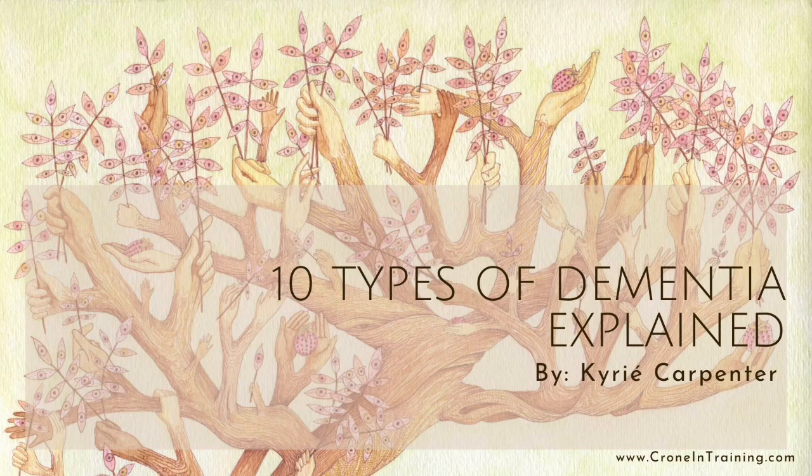10 types of dementia explained. Dementia, Alzheimer's, senility, forgetfulness, all of these words point to an experience. But do they point to the same one? Are they different? Are they the same? I often hear these words thrown around interchangeably. Here I hope to give some etymological clarity.